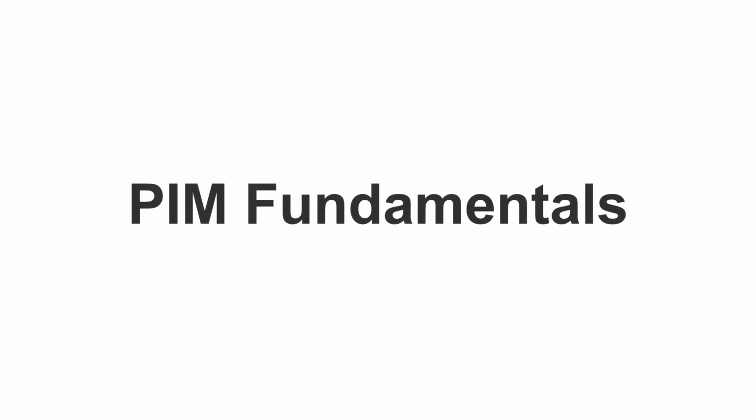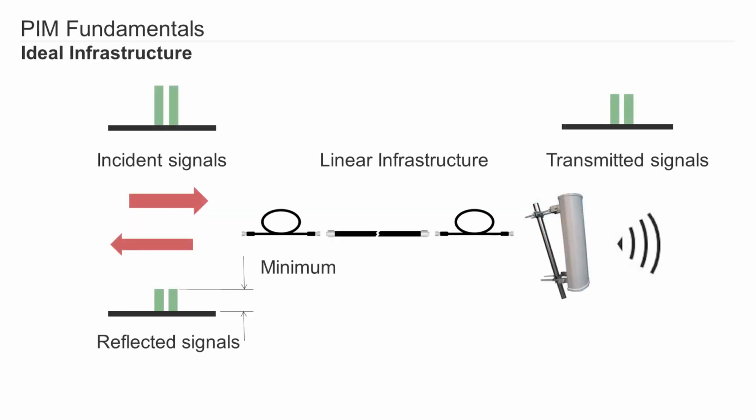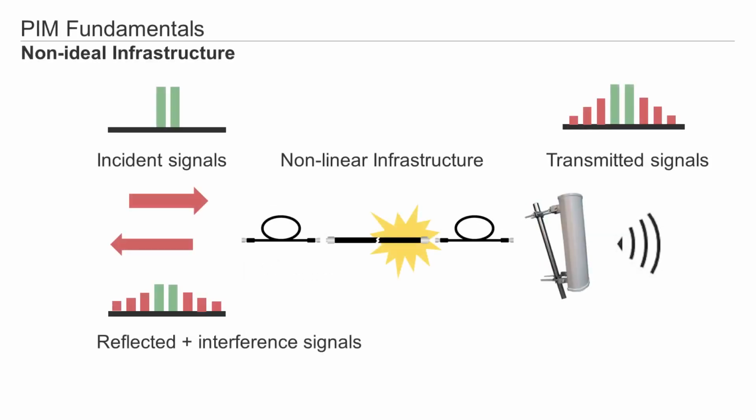What is PIM and where does it come from? In an ideal infrastructure, signals are input on one side and output on the other side in the same form, but with a lower level because of the attenuation of the coax cables and components. We are talking now about a non-ideal infrastructure.